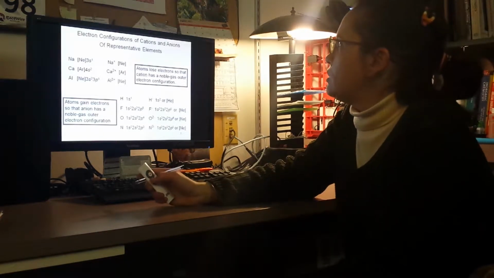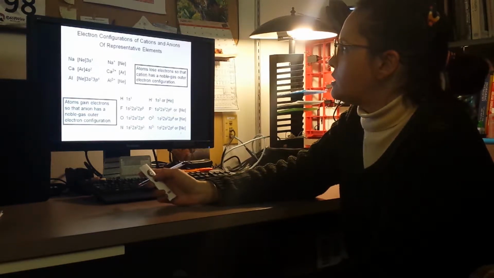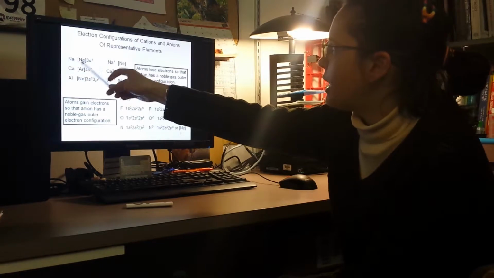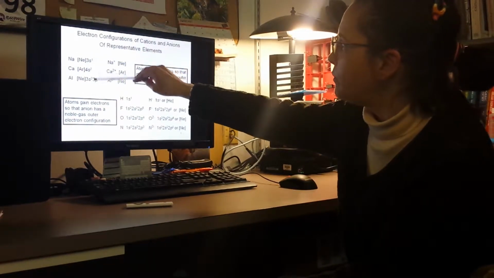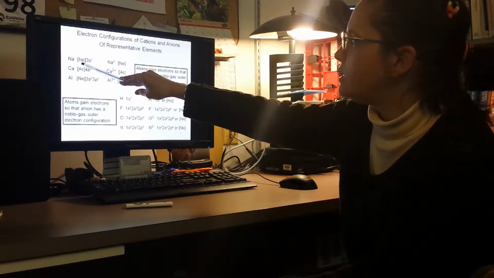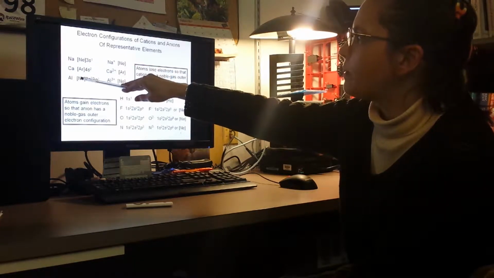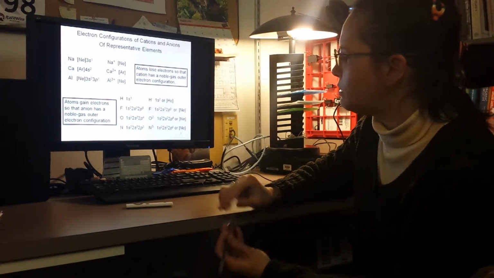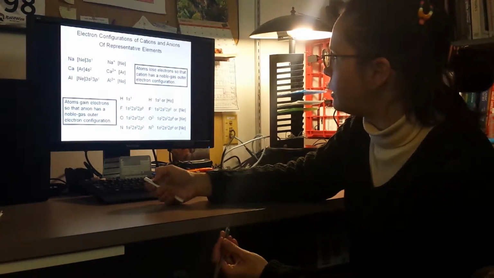Alright, so electron configurations of cations and anions of the representative elements. Here what we're doing is showing what the outer electron configuration is. Now, you see how we have these configurations with the noble gases in here. The electron configurations are going to be representative of how the electrons are filling.